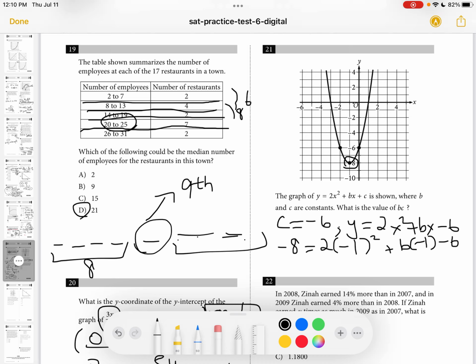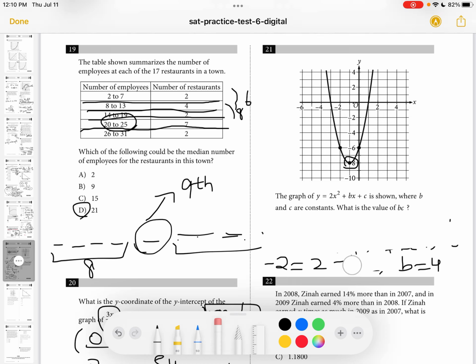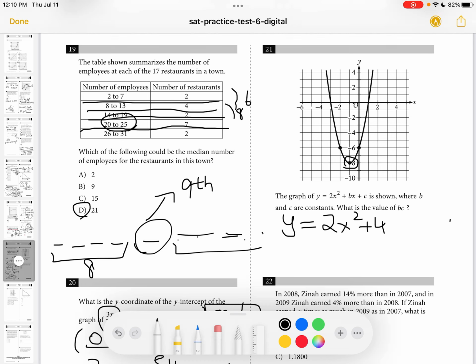Let's see here. If we add 6 to both sides, we get negative 2 is equal to 2 times negative 1 squared, which is just 2, and b times negative 1 is negative b. And so from this equation, we get b is 4. So our function basically is y equals 2x squared plus 4x minus 6. Let me just double check.